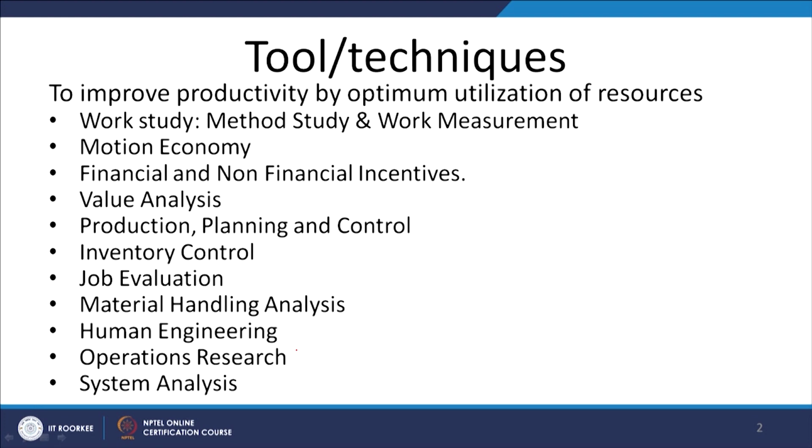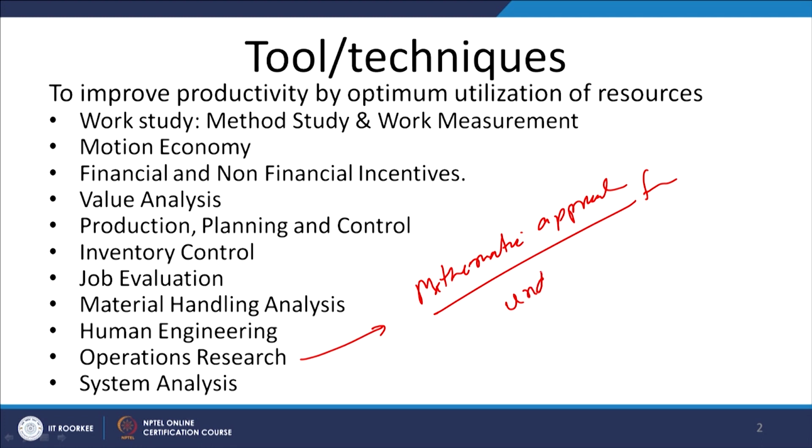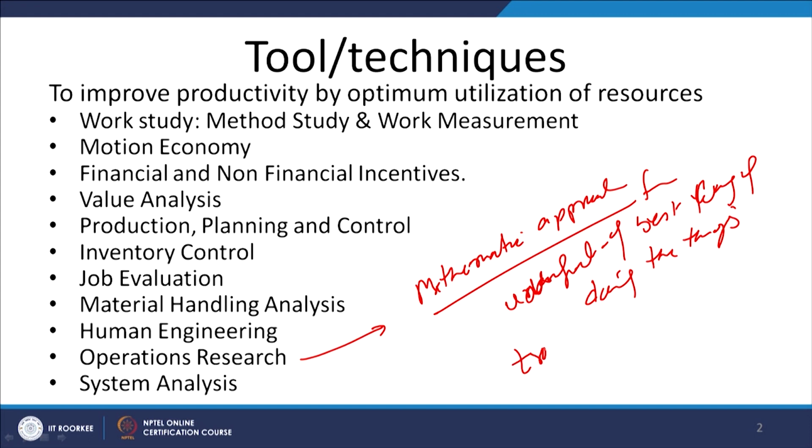Then we have operation research. This is a mathematical approach for identification of the best way of doing things, and it is commonly used in logistics to handle transportation related problems, or in queuing aspects, like in which sequence the jobs should be handled so that the waiting is minimum and the utilization of the resources is maximum.